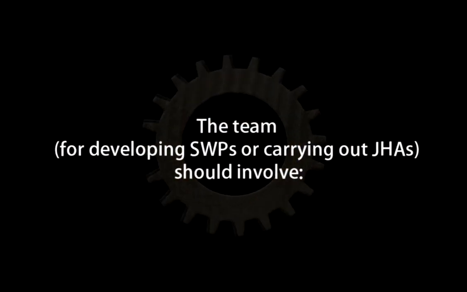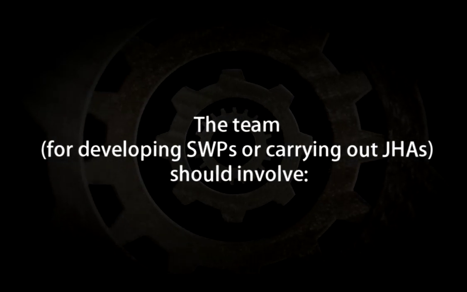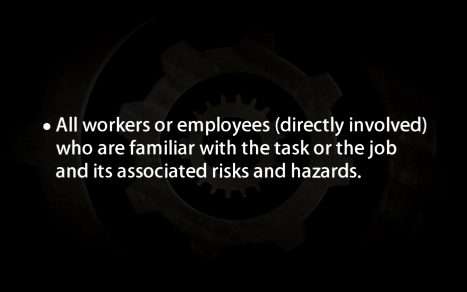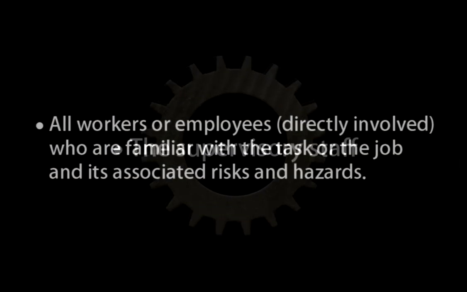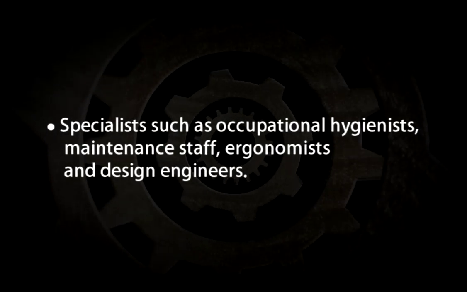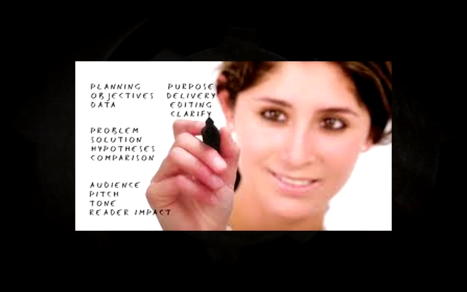The team for developing safe work procedures or carrying out job hazard analysis should involve all workers or employees directly involved who are familiar with the task or the job and its associated risks and hazards, the supervisory staff, and specialists such as occupational hygienists, maintenance staff, ergonomists, and design engineers. Involving knowledgeable and experienced staff in the job hazard analysis and safe work procedure development process will certainly ensure accuracy and a complete safe work procedure.